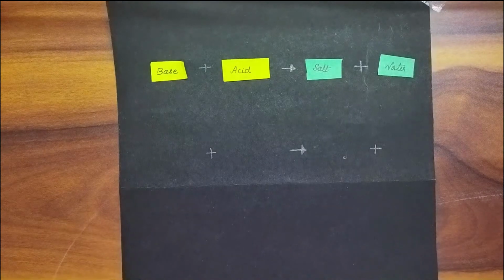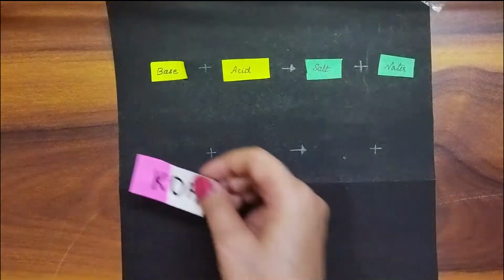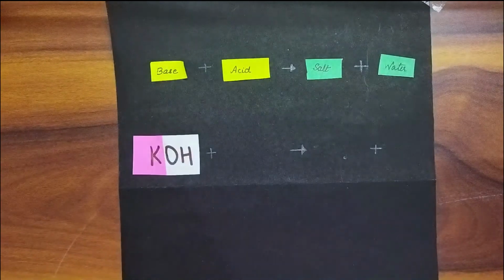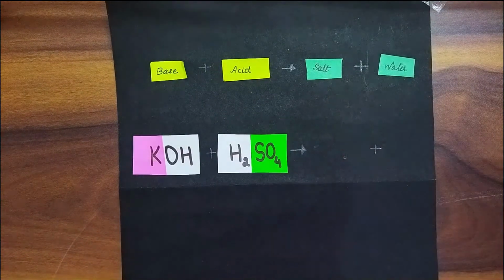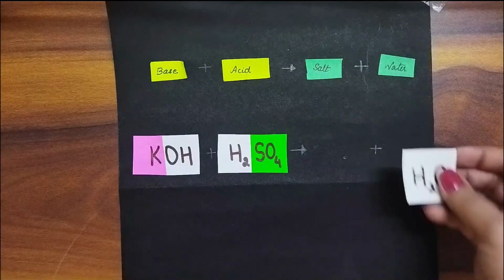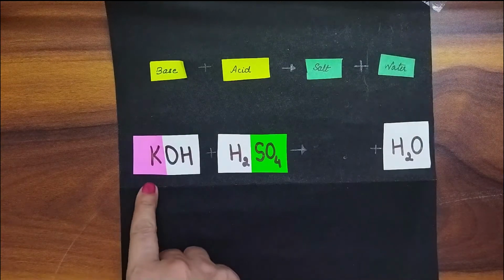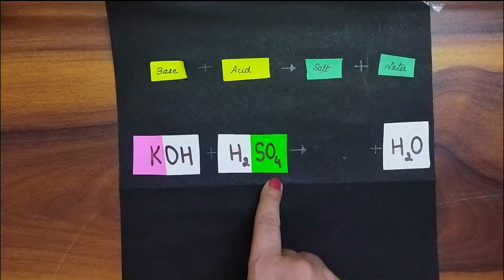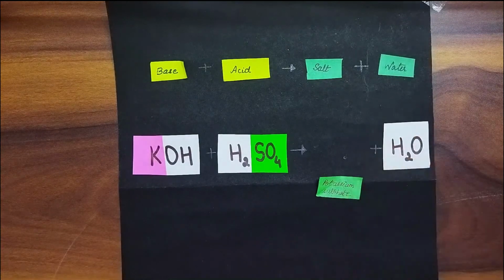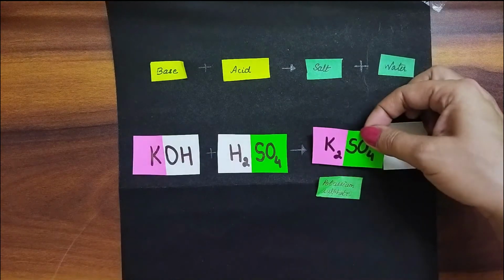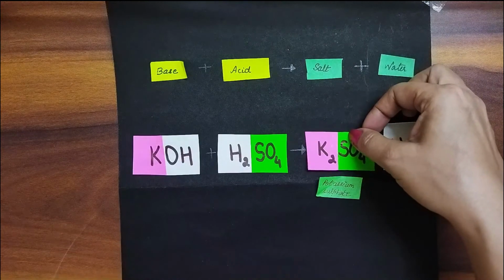So in the third example, I am taking potassium hydroxide as the base. Sulfuric acid is the acid here. Now water will be one of the products, so I can write down H2O here. Coming to the name of the salt, we have potassium here, sulfate here. So potassium sulfate will be the name of the salt, and then by the crisscross method, we get to know that the formula is K2SO4.